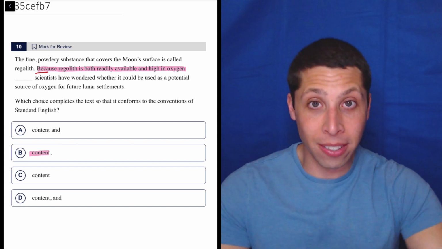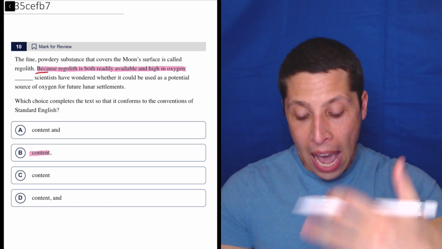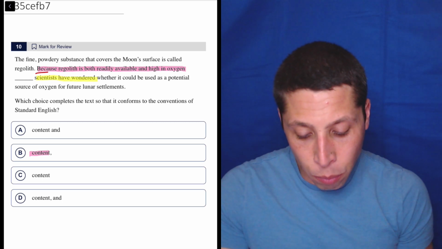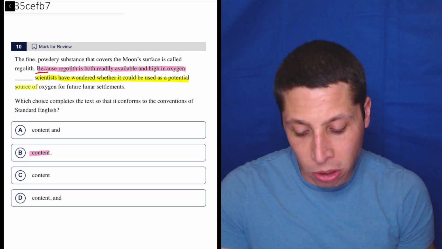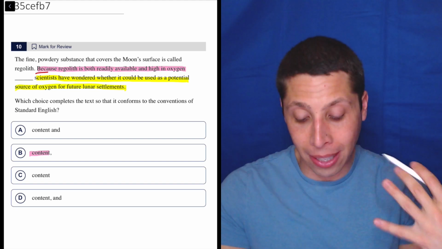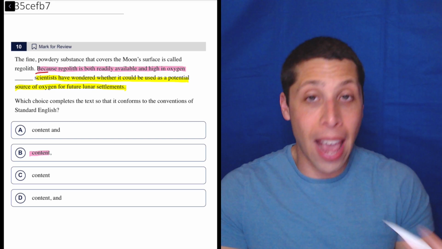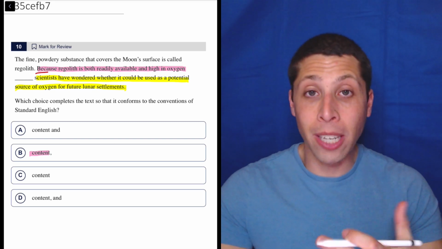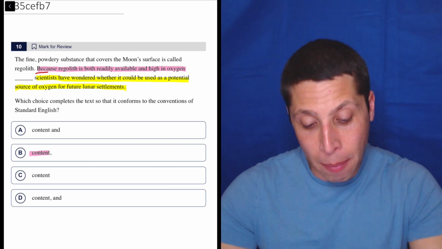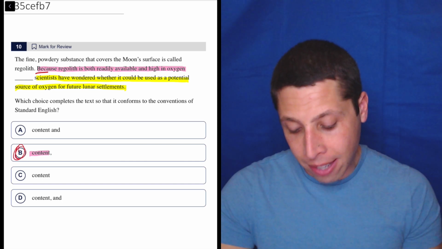So "because" is leading us in, and then we have the actual sentence, which I'll put in yellow here. "Scientists have wondered whether it could be used as a potential source of oxygen for future lunar settlements." That could stand on its own. So we could have a capital S in front of "scientists" and then end with the period there. So the best way to attach a fragment, an extra clause, to a main sentence is with a comma. So that is choice B, and that is the answer.